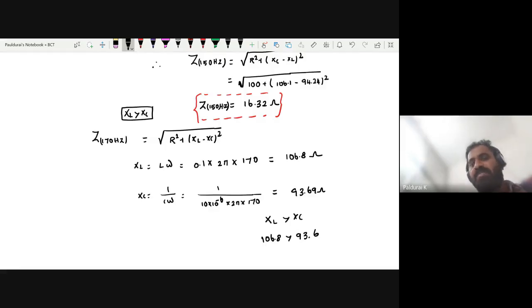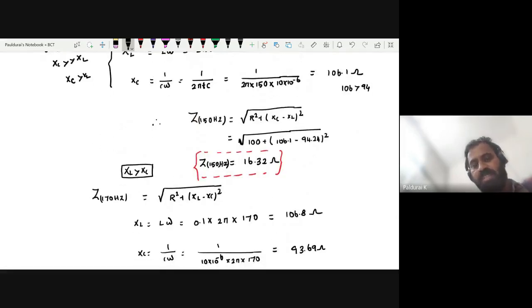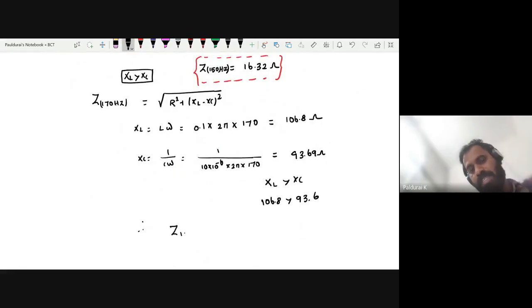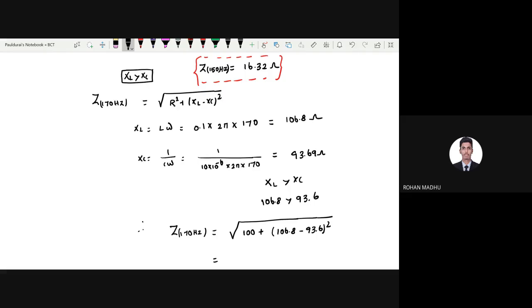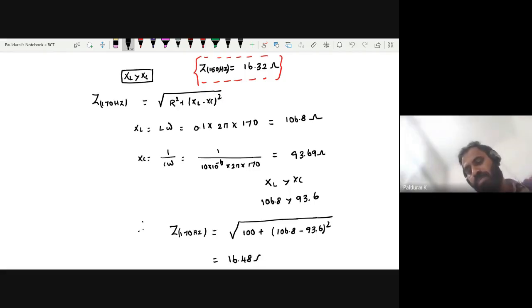Can you feel the difference? Therefore, what is my Z at 170 hertz? It equals the square root of 10 squared, 100, plus XL 106.8 minus 93.6, the whole square. What is this value, anyone? 16.48, sir. 16.482. This is the impedance at 170 hertz. Impedance at 160 hertz is 16.32.